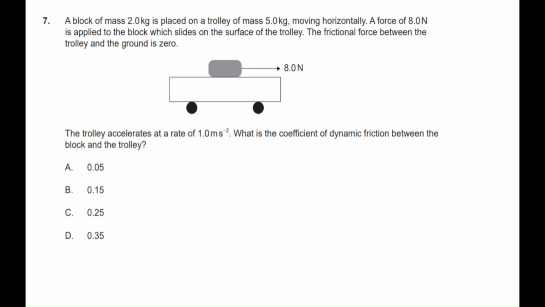A block of mass 2 kg is placed on a trolley of mass 5 kg moving horizontally. A force of 8 Newton is applied to the block, which slides on the surface of the trolley. The frictional force between the trolley and the ground is 0. The trolley accelerates at the rate of 1 meter per second squared.